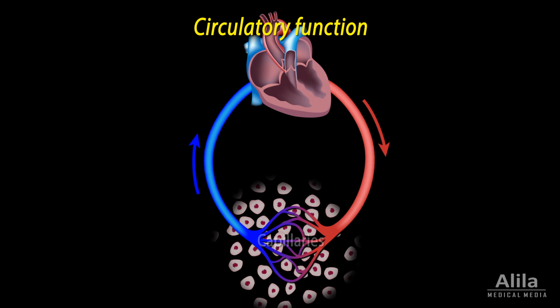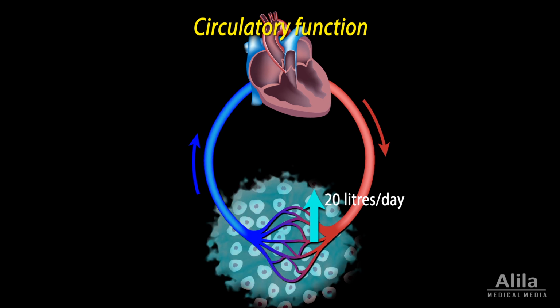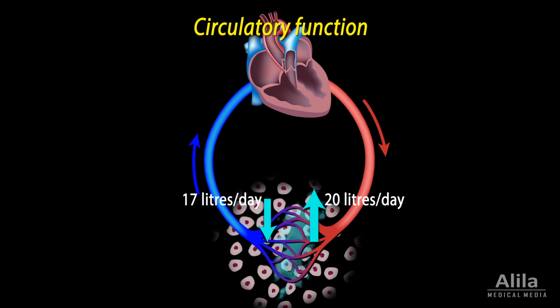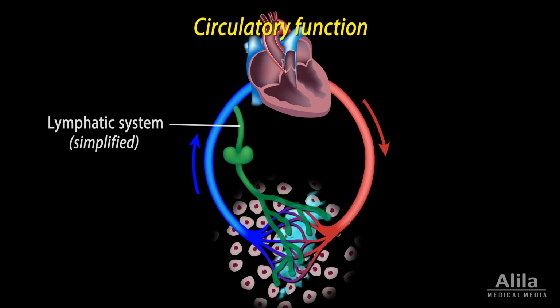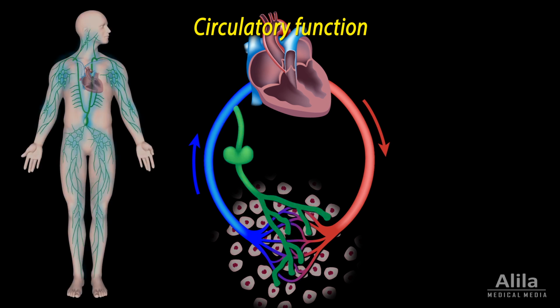Blood plasma containing nutrients moves out of capillaries at the arterial end of capillary beds, while tissue fluid containing wastes reabsorbs back in at the venous end. However, not all of the fluid is drawn back to the bloodstream at this point. About 15% of it is left in the tissues and would cause swelling if accumulated. This is where the lymphatic system comes into play. It picks up the excess fluid and returns it to the circulatory system.